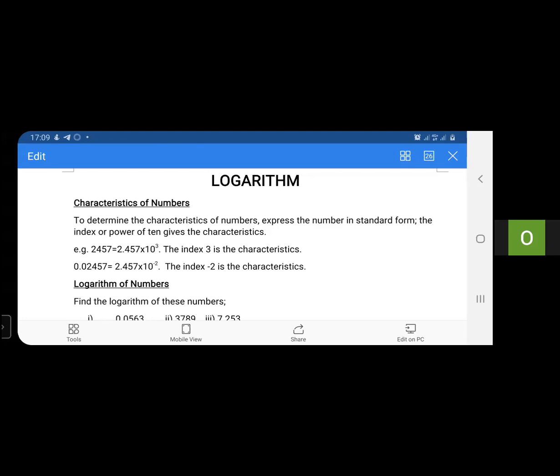So today we'll be moving to characteristics of numbers, that is the characteristic of any logarithmic expression you are given. To determine the characteristic of numbers, express the number in standard form. The index or power of 10 gives the characteristic. The characteristic of a logarithmic expression is the number that comes before the decimal point.